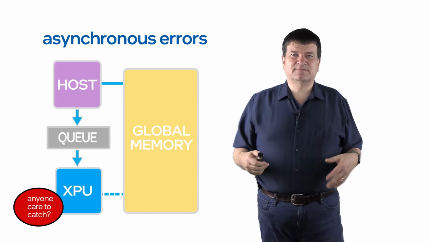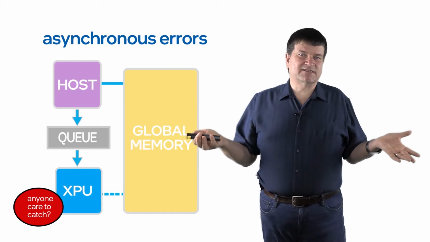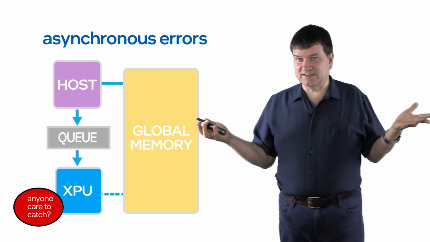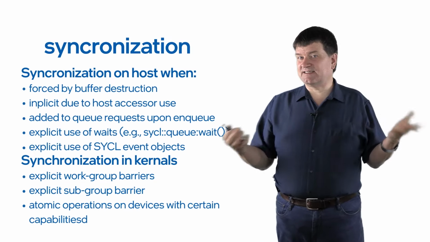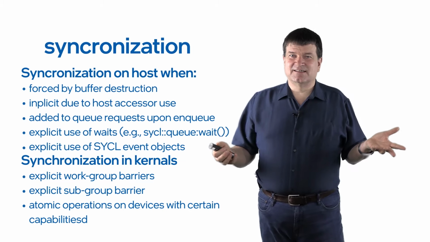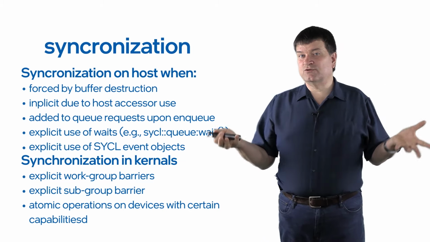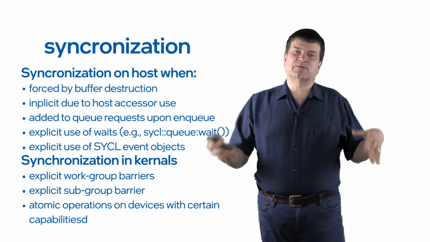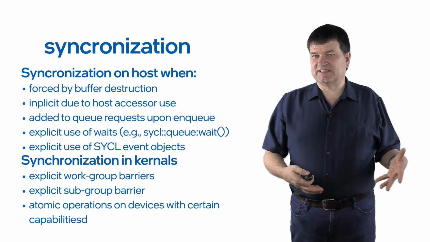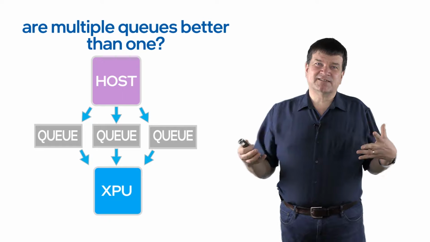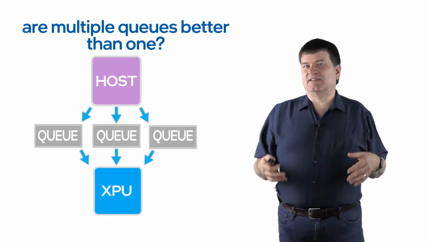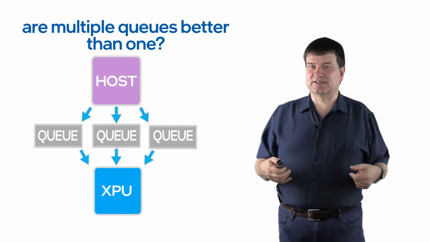Since I brought up the asynchronous nature of letting devices run wild and independent, I will mention that the SYCL specification offers 8 synchronization guarantees. There are guarantees of when the host synchronization will occur, as well as ways for synchronization to happen in kernels. Have you wondered if using multiple queues is ever better than one? The answer is it can be more convenient, and that can easily lead to better code.